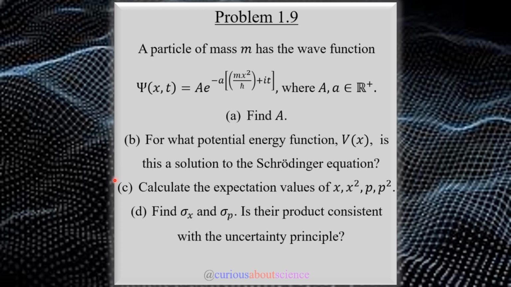Part C, calculate the expectation values of x, x squared, p, and p squared. Well, we certainly have seen the expectation values multiple times already, and they will continue to be a part of the theory throughout the whole course. And then finally, in part D, we wish to find the standard deviation in x, the standard deviation in p, and whether their product is consistent with the uncertainty principle.